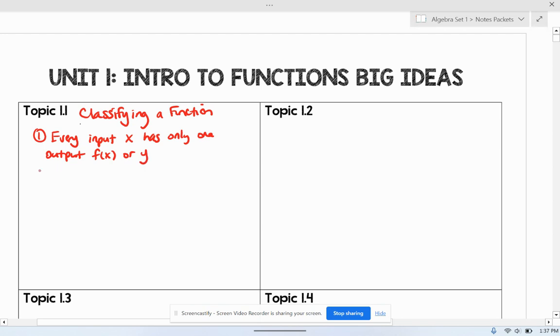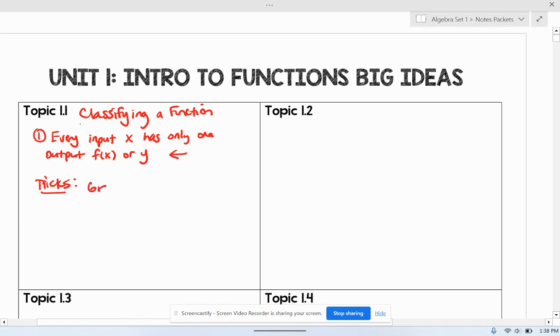Now, this is going to be the good answer that you give, right? When the question asks you to explain or you're on the Regents, this is your good answer. However, we do have tricks that we use in order to classify whether something is a function or not, okay? And these are our tricks. These are not our good answers. These are just our tricks to identify whether something is a function or not given the form that it's in.